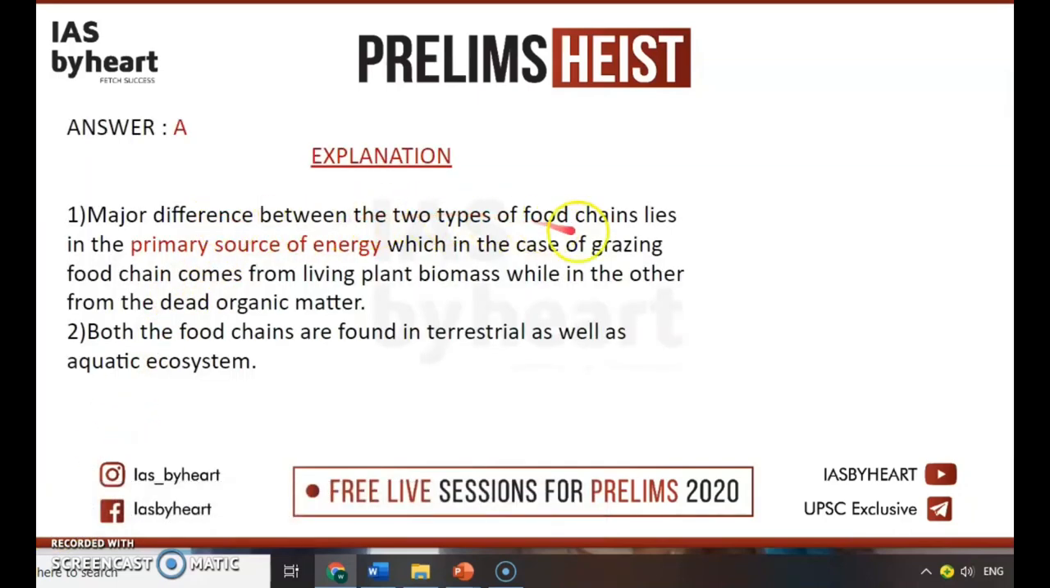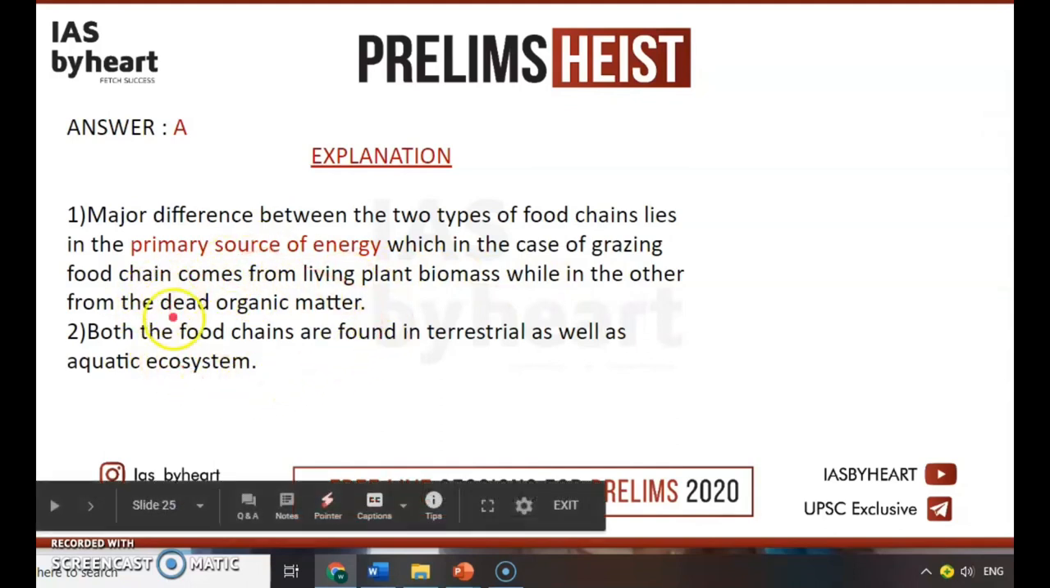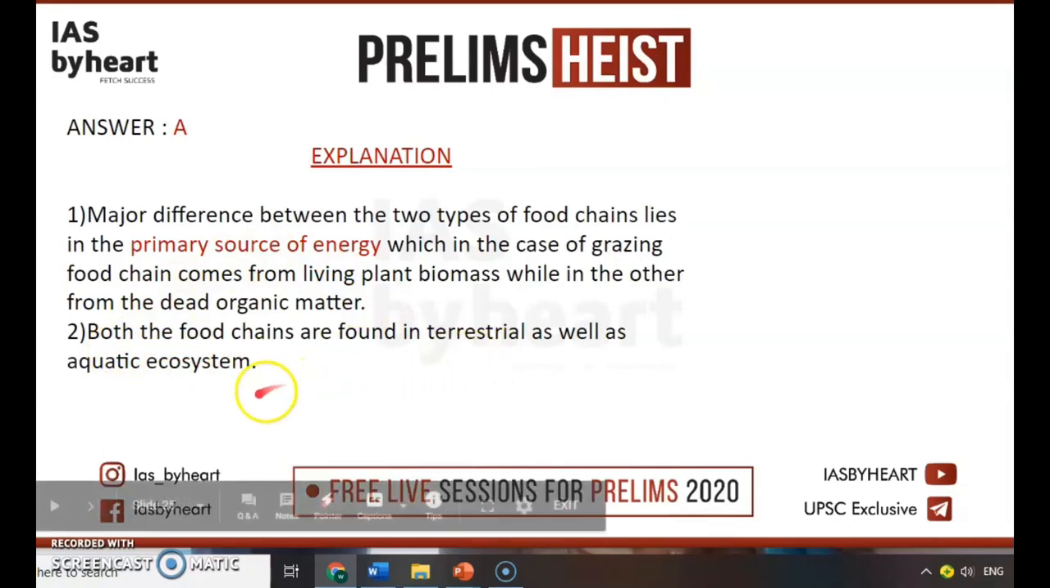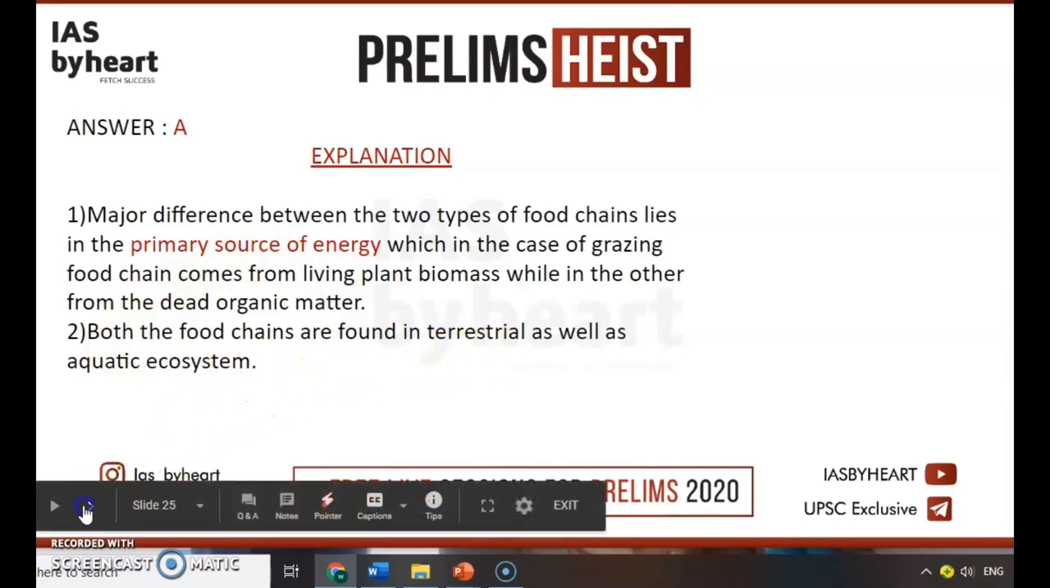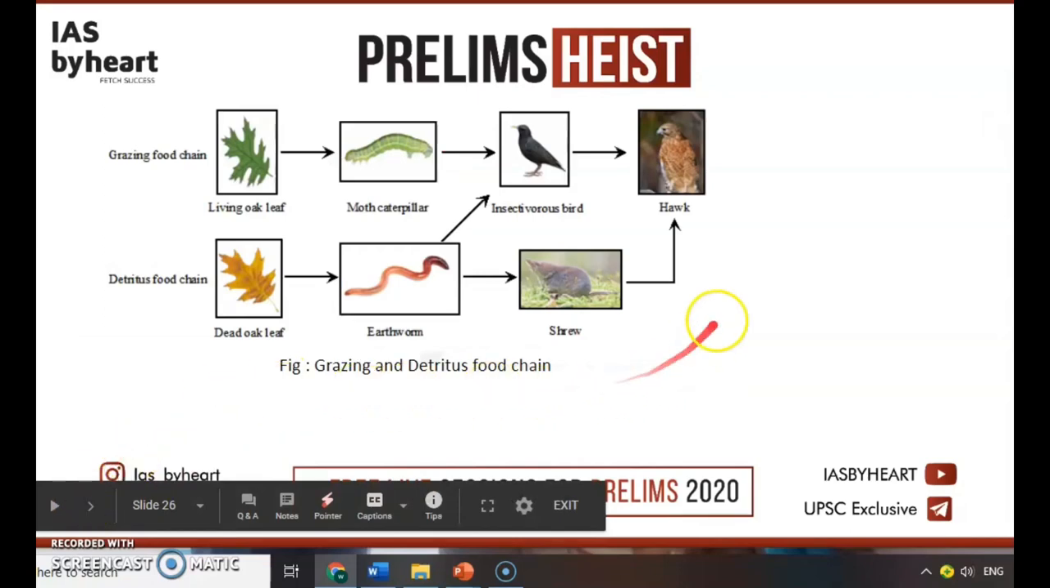See, here is our explanation. The major difference between the two types of food chain is the primary source of energy, which in the case of the grazing food chain comes from the living plant biomass. See, underline this point. While the other, that means dead organic matter, is consumed by the detritus food chain. And second one, both the food chains are found in terrestrial as well as aquatic ecosystems. And our next question, see, this is our grazing food chain and detritus food chain diagram. Please draw this.